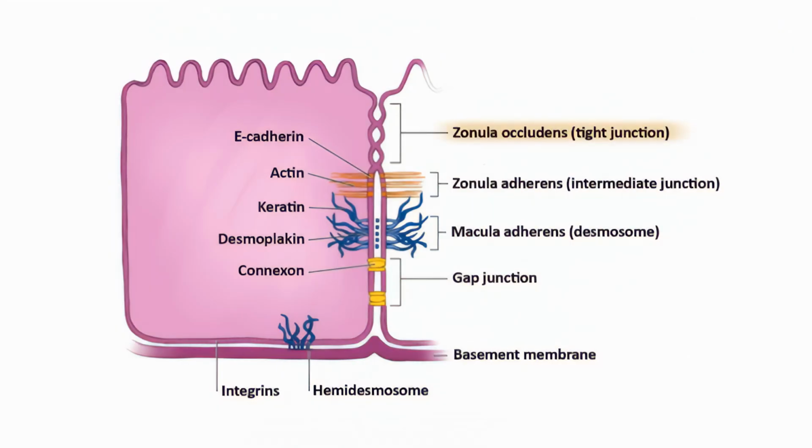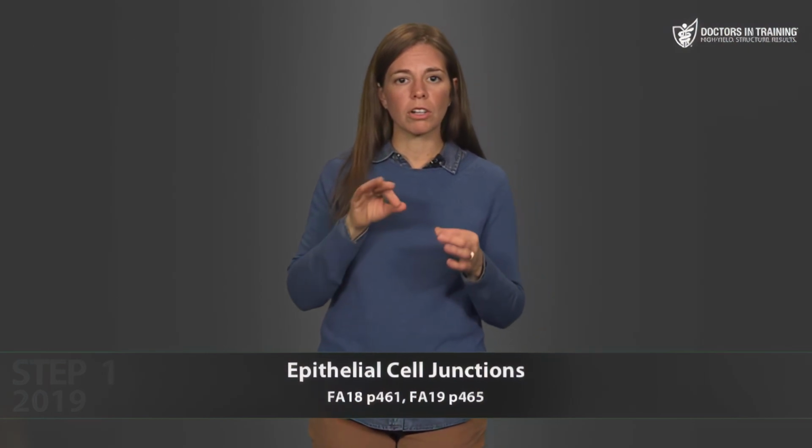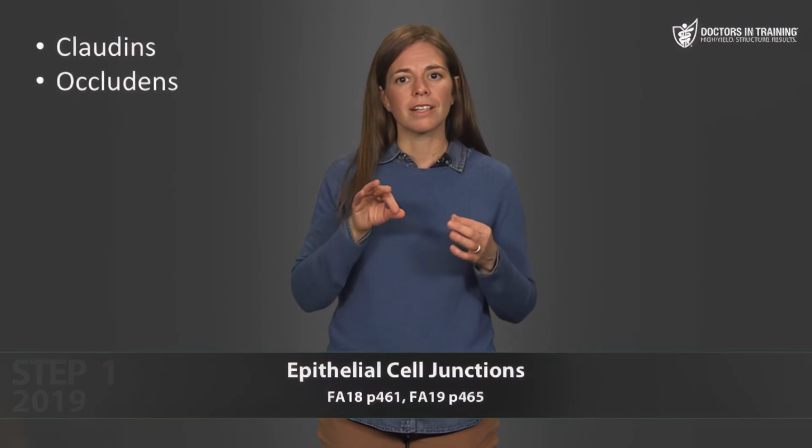So the zona occludens, or tight junction, is where 2 cell membranes join together really tightly just beneath the apical surfaces and form a pretty much impermeable barrier between the cells. This prevents diffusion across the paracellular space, or in between the cells. Though many proteins compose the tight junctions, the ones you want to remember are claudins and occludins.